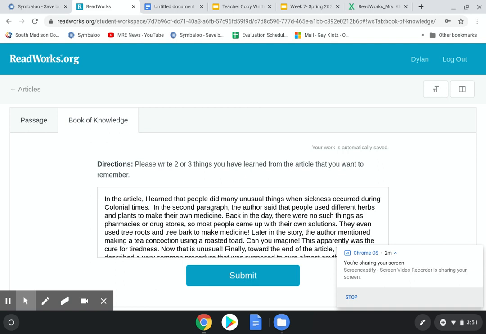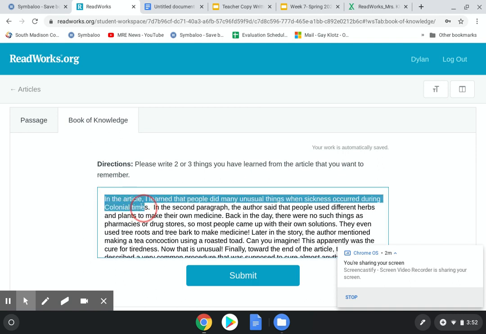Now, if you remember, in RACE writing, the R stands for restating the question. In this case, it says, please write two to three things you have learned from the article that you want to remember. So, I started my writing off like this, and this is my R. It also is my A. So let me read it to you. It says, in the article, I learned that people did many unusual things when sickness occurred during colonial times.